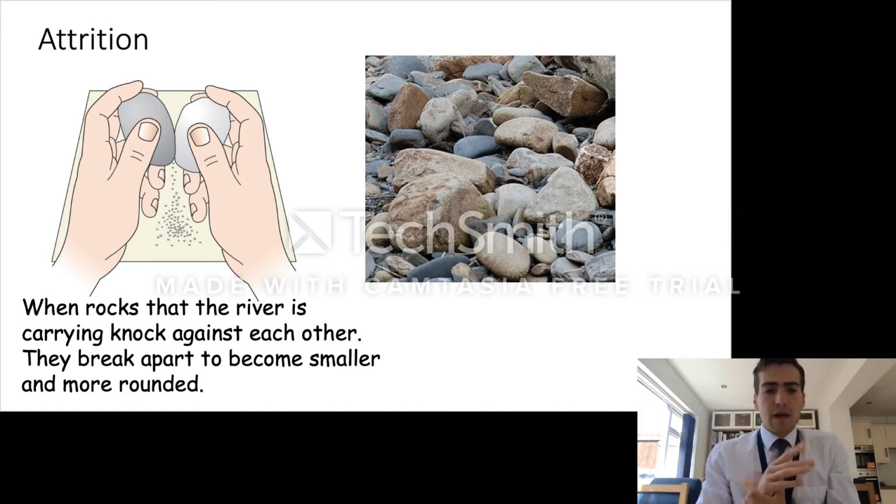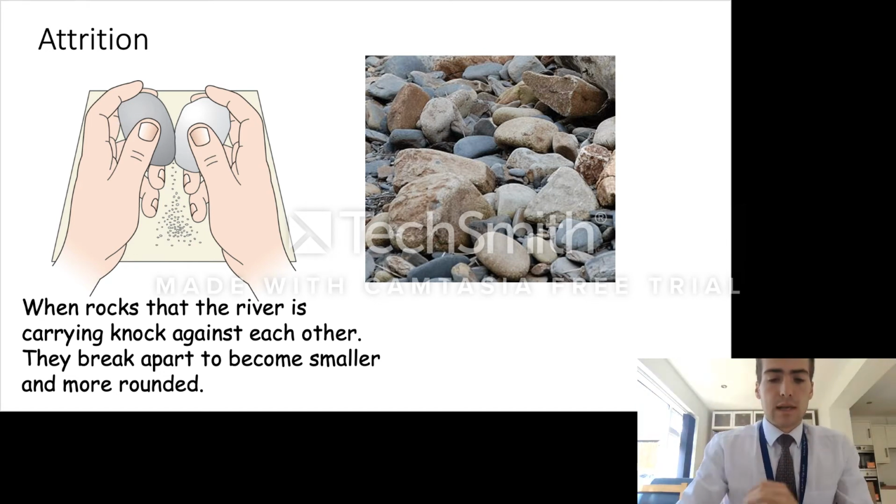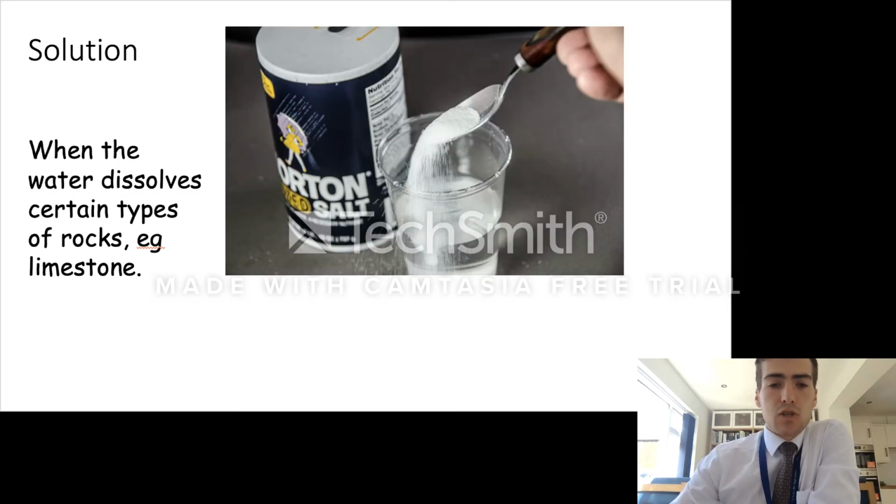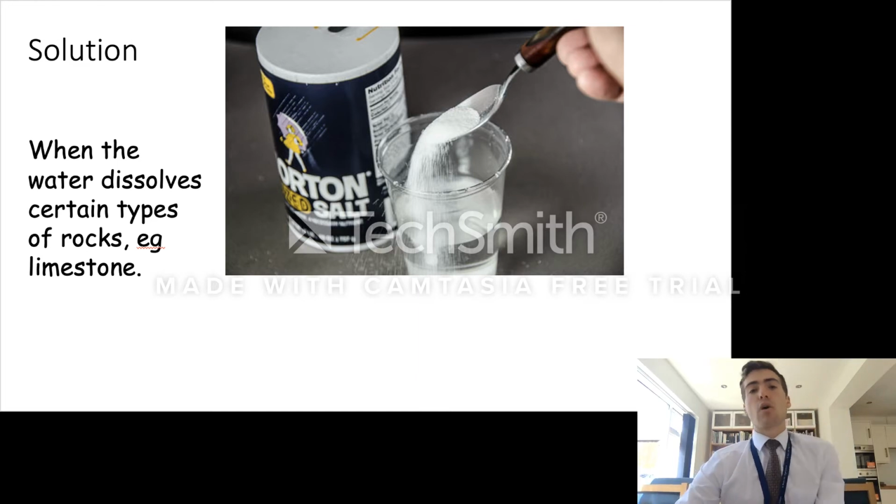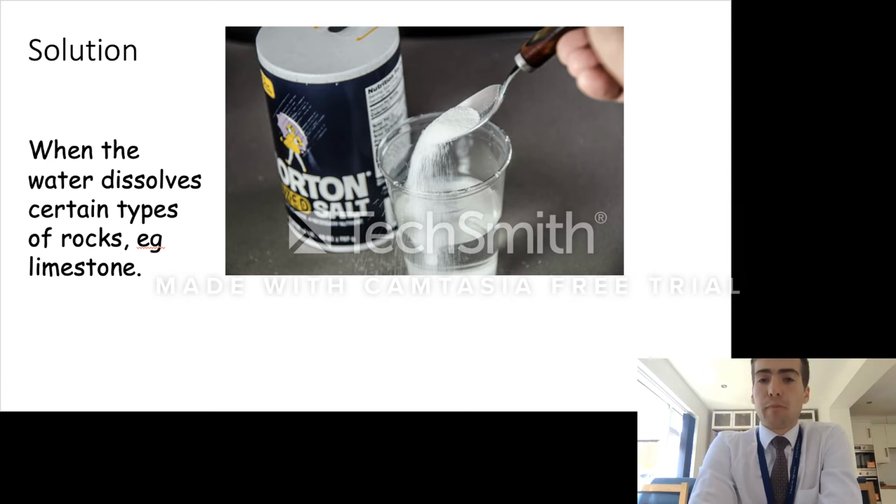Right, they're the 3 main ones, and the last one is something we can't really see. The last one is solution. This is when the water dissolves certain types of rock, limestone being one of those types of rock that gets easily dissolved by the water. We can't really see this happen, but the water will dissolve some of these minerals in the rock and make the rock weaker, and then it erodes it.